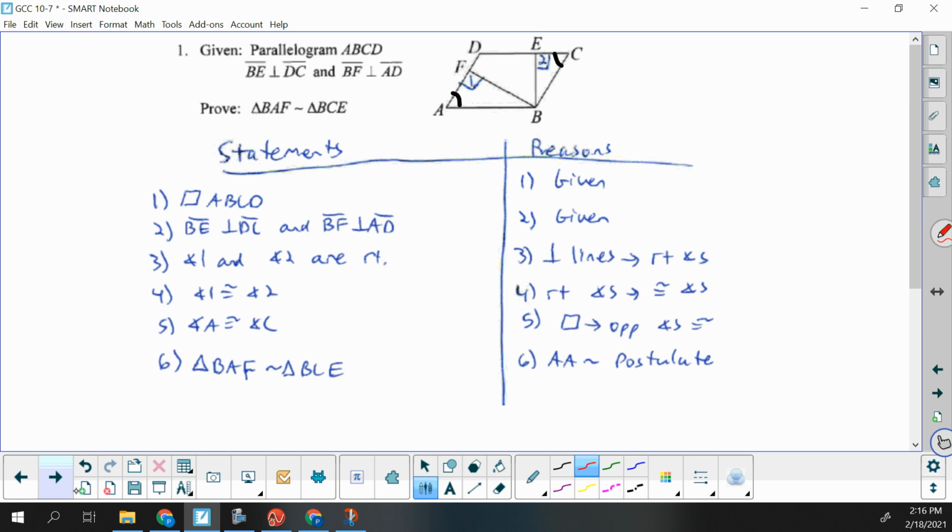Moving over to your homework. They told us the triangles we wanted similar. We had perpendicular lines implies right angles, and then right angles implies congruent angles. Make sure you're getting the ones congruent that are actually in the triangles, because there were also right angles here and here, but we didn't actually need. Then we have parallelogram implies opposite angles congruent to get A and C congruent, and then angle-angle similarity postulate to get our triangles similar.